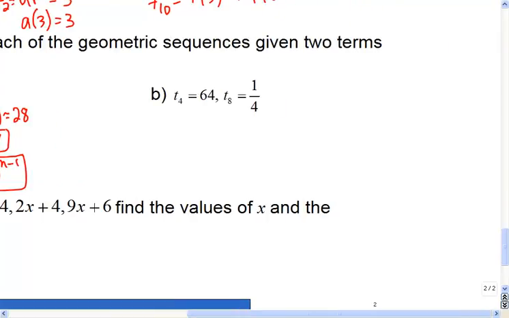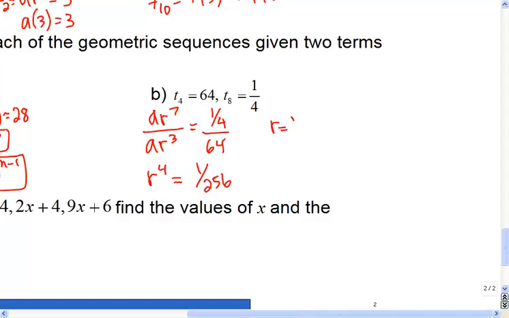So last one is, let's see here. AR7 over AR cubed is 1/4 over 64. So that means R to the 4 is 1 over 256. So that means my common ratio should be 1/4. And again, I can use it in either of them. Sorry, did I make a mistake? Is it okay? Yes, question?